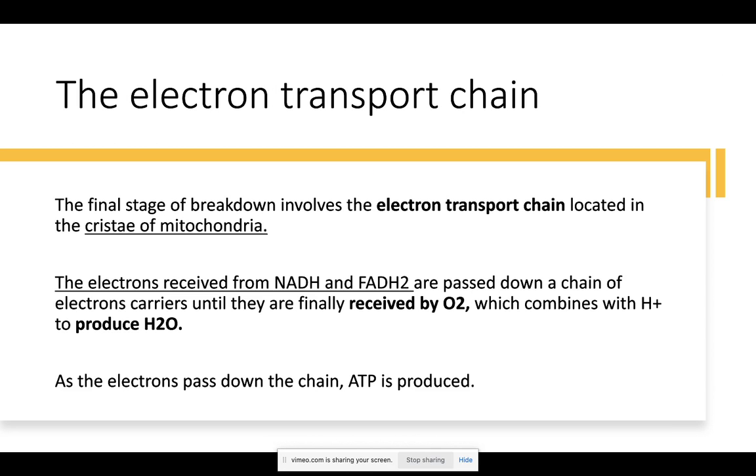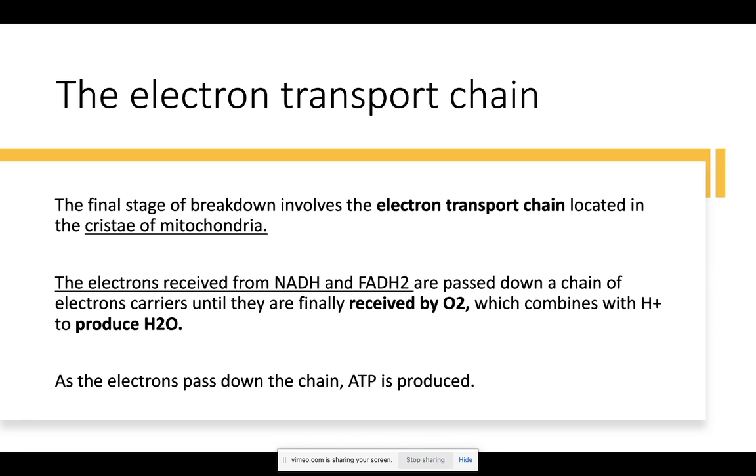And then the final stage of breakdown involves the electron transport chain. And again, this is our big boy. This is the one that's going to produce between 32 to 34 molecules of ATP. And it's important to know where the electron transport chain is located. It's located within the cristae of the mitochondria. That's always tested. Commonly tested questions. Glycolysis takes place where? In the cytoplasm. What reactions take place within the mitochondria? Well, we know the citric acid cycle and the electron transport chain both take place there.